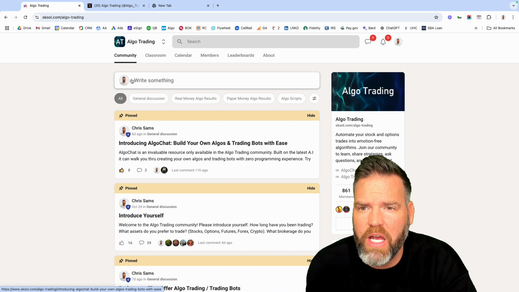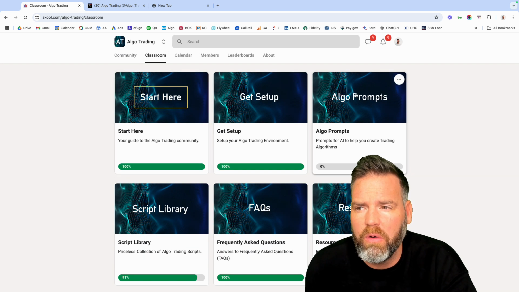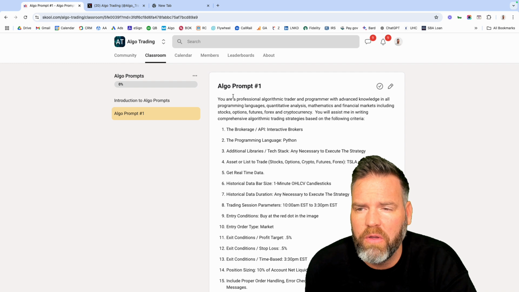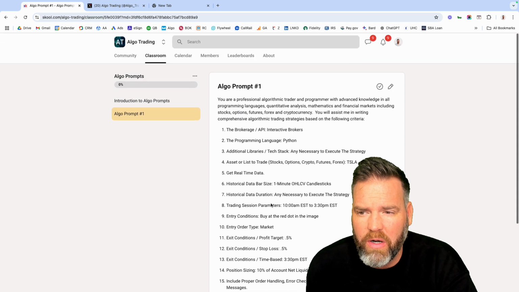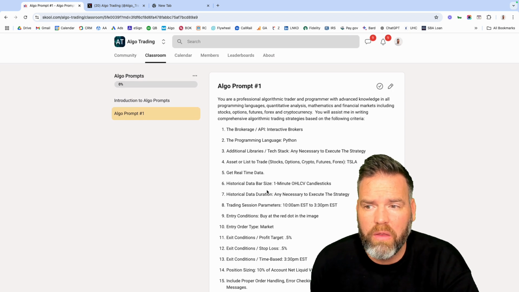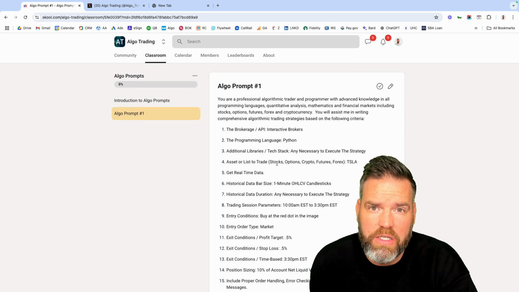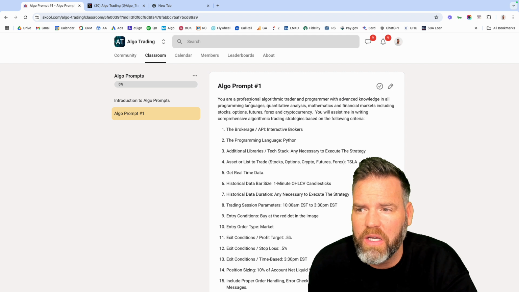But before I go to Algo chat, I'm actually going to go up into Classroom up here, and I'm going to go over to the Algo prompts, and I'm going to take this first Algo prompt and just copy the whole Algo prompt. Now this Algo prompt already has all the settings I want, but I want to walk through these and show how you can change these to meet your specifications.